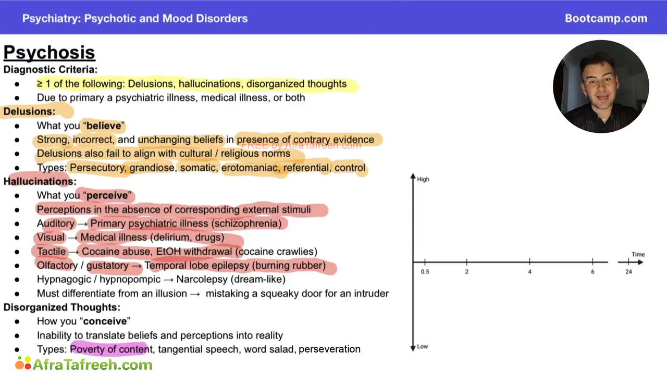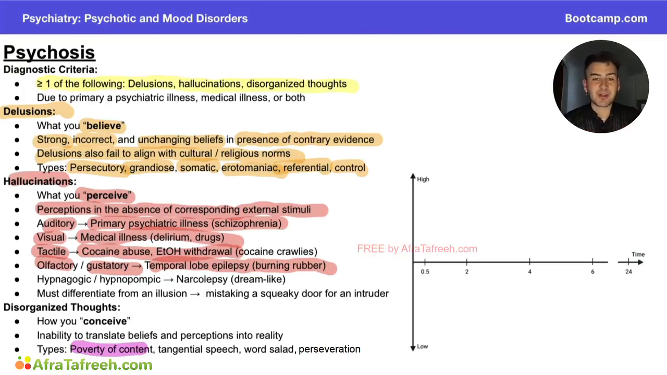Next, we have word salad. Word salad is when patients mix together a bunch of words and it makes absolutely no sense. And finally, we have perseveration. Perseveration is when patients cannot leave a specific topic. So they just want to talk about one thing over and over. And even when you change the subject, they're going to bring their way back to that original thought. And that is an example of perseveration.